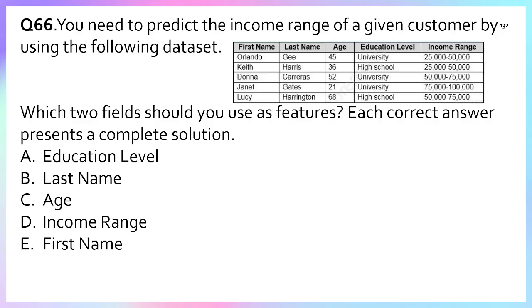So see, here I have first name, last name, age, educational level and income range. Definitely first name and last name are not the basis to earn money. The basis of earning money will be either their experience, which comes from the age, and second, the education level, because education level also gives a hike to the person in their salary. So definitely age and education level, meaning option A and option C, will be the correct answer.